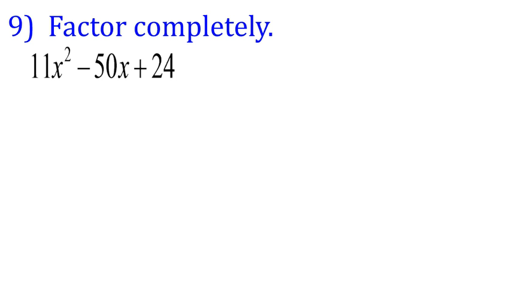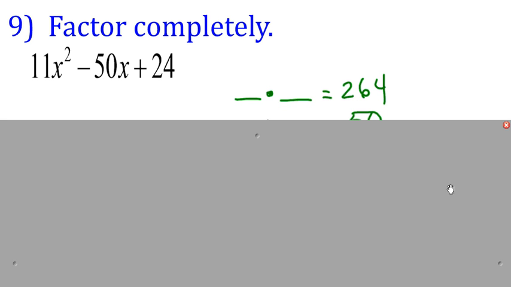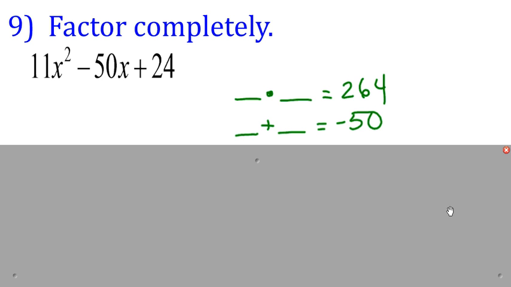Last one, we want to factor the polynomial 11x squared minus 50x plus 24. Again, does it have a greatest common factor? So if I look at each term, I can see there's nothing in common I can divide out. So I'm going to think about the product sum. What times what gives us the product of 11 times 24, which is 264, and what plus what gives us a negative 50.